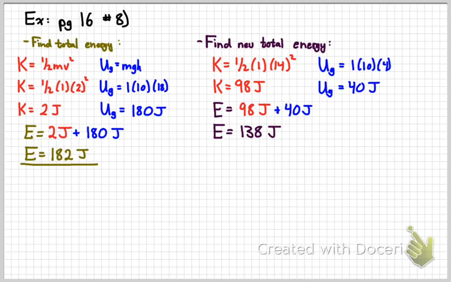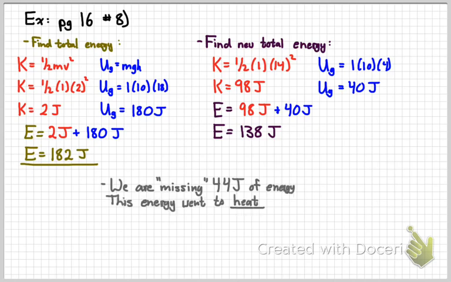It's supposed to have 182, so what's missing has gone into heat. We're missing 44 joules. This is the answer. This is the energy that went to heat. So if you're asked to figure out how much heat is created, you're just looking for the missing energy.